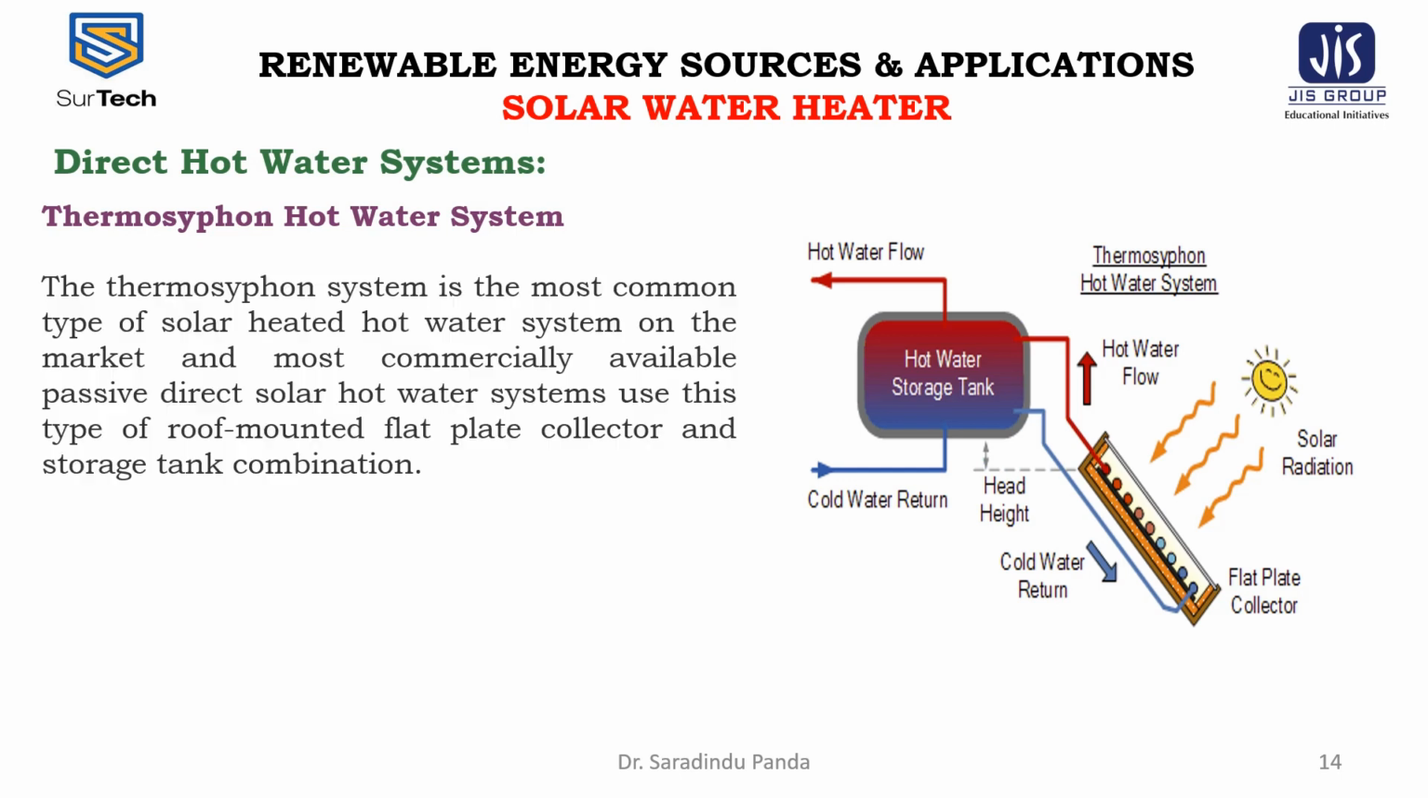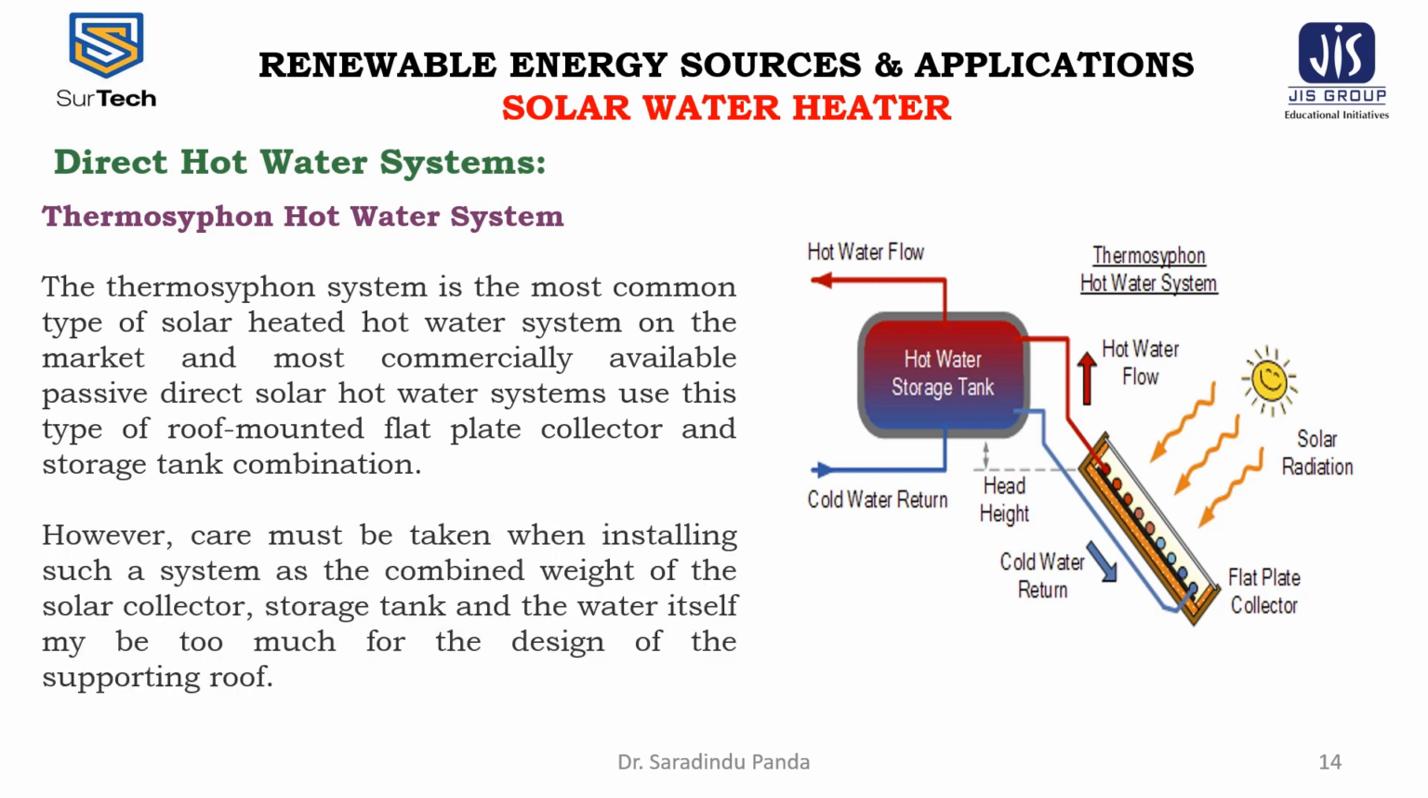Now the thermosiphon hot water system is the most common type of solar heated hot water system on the market, and most commercially available passive direct solar hot water systems use this type of roof mounted flat plate collector and storage tank combination, as shown in the figure. However, care must be taken when installing such a system, as the combined weight of the solar collector, storage tank and the water itself may be too much for the design of the supporting roof.